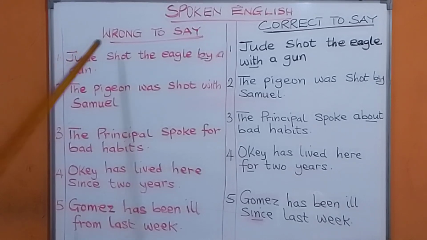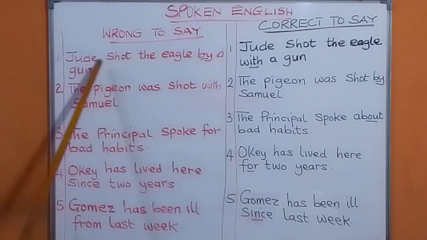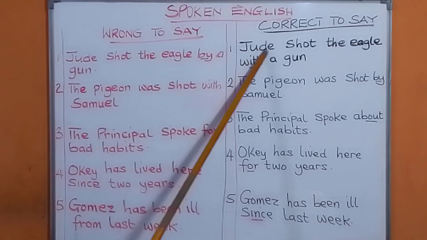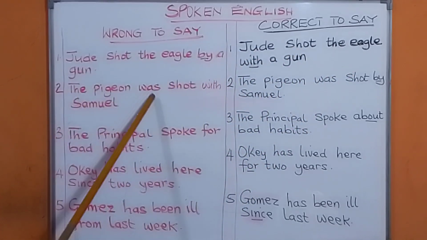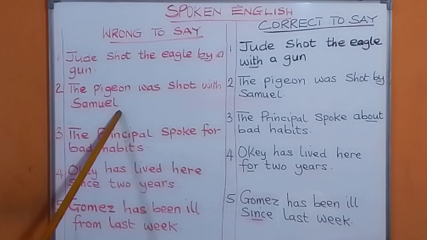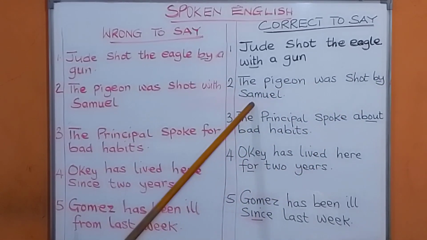Let's repeat that. Wrong to say, Jude shot the eagle by a gun. No, don't say that. Say, Jude shot the eagle with a gun. Number 2, the pigeon was shot with Samuel. No, don't say that. Say, the eagle was shot by Samuel.